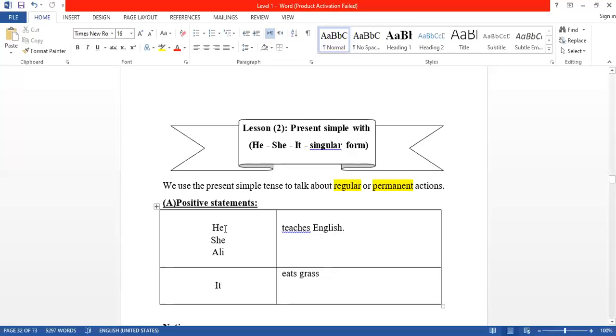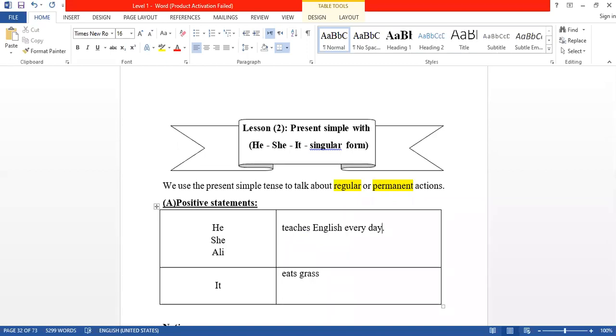We are going to put the subject first, then we are going to put the verb, and we are going to add es or s or ies at the end of the verb. Then the rest of the sentence. As I say here, for example, he teaches English every day.